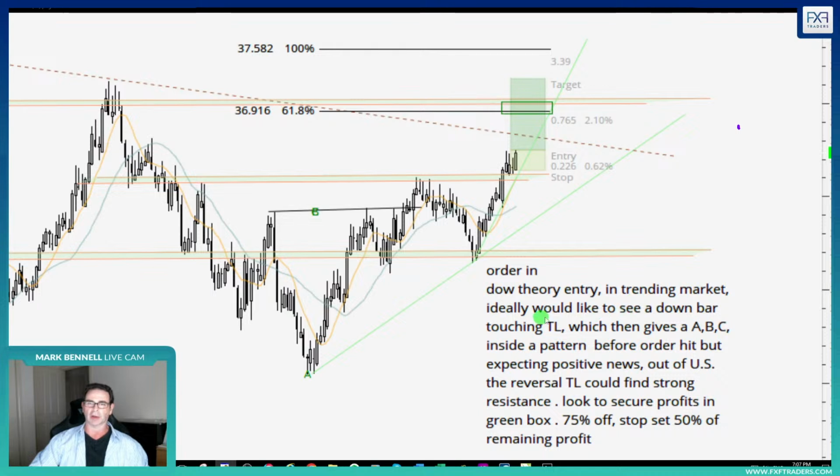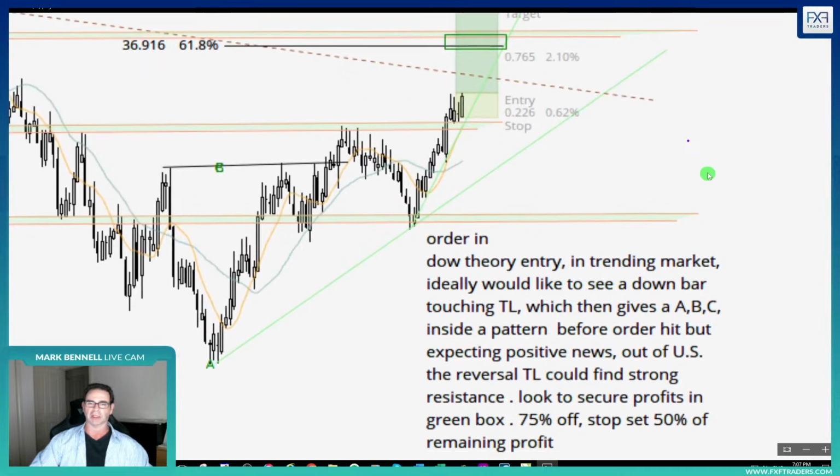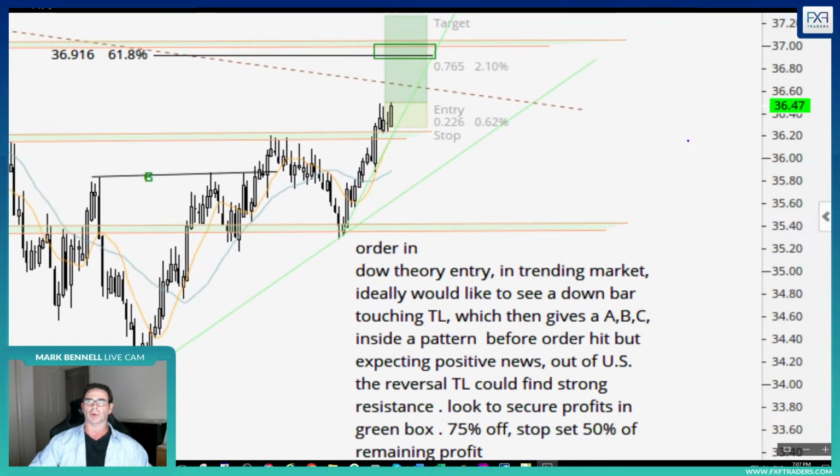In a trending market, ideally we would like to see a down bar touching the trend line. You can see he's got his trend line here and his accelerated trend line here. So he's hoping to see another bar through here and then push, so that we come back to an area of value, which then gives us an ABC inside a pattern. He's looking to get an ABC through here and take that as a continuation pattern.